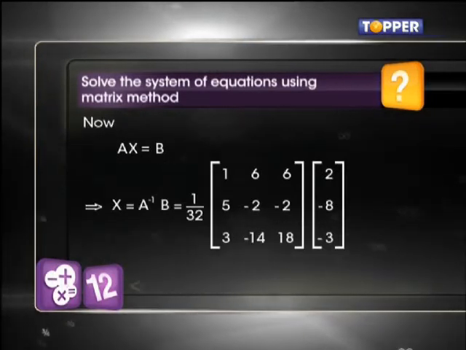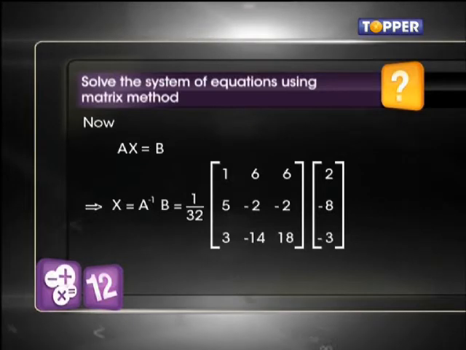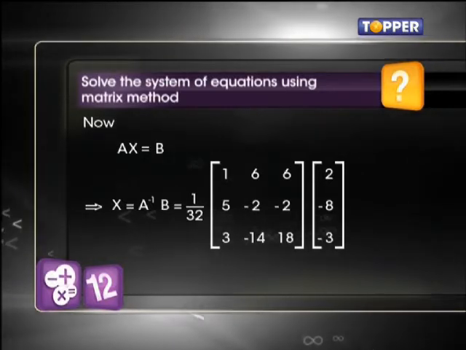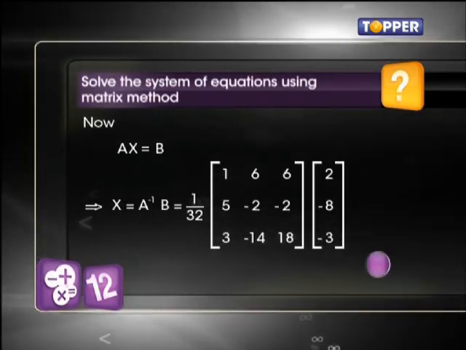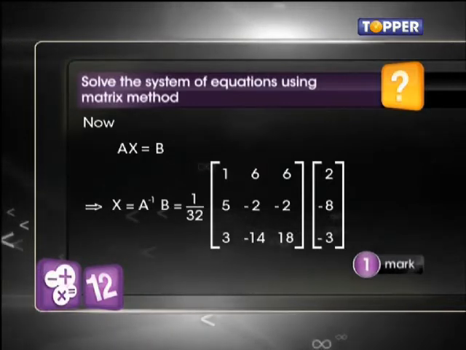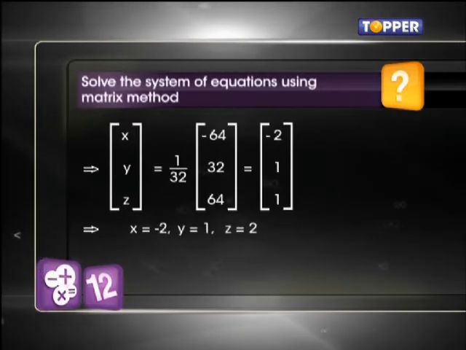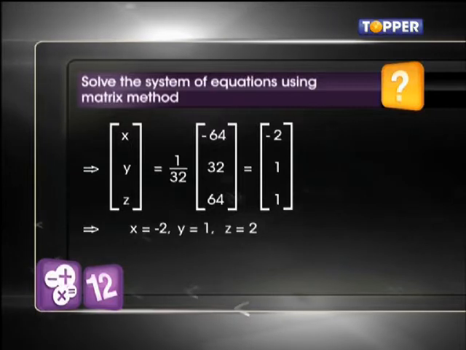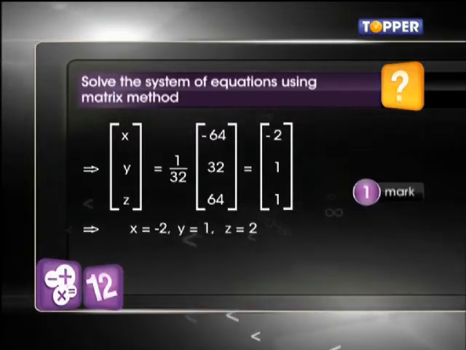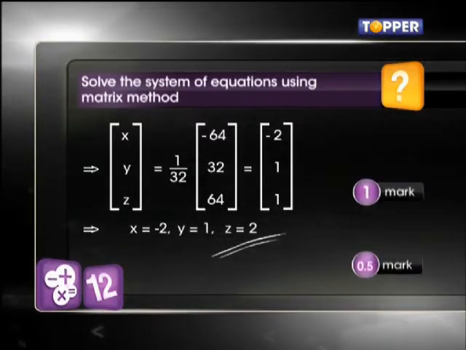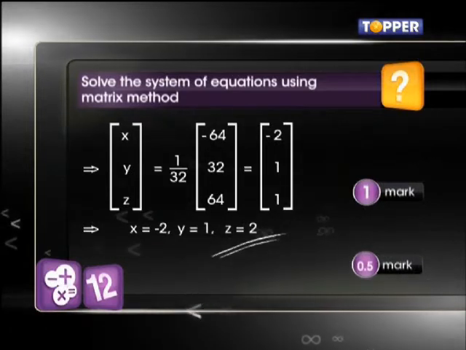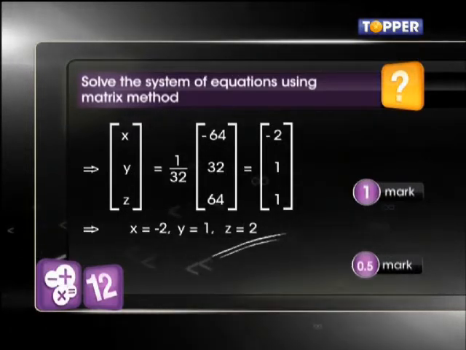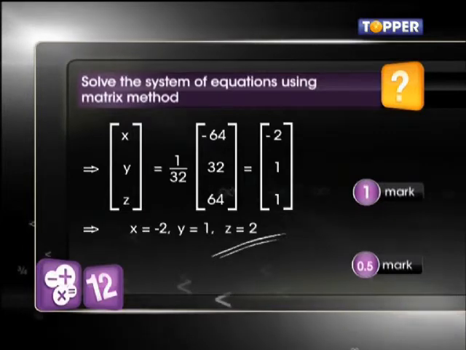Now, substitute the value of the inverse of A in the relation X = A inverse B. So the solution of the system of equations is x = -2, y = 1 and z = 2. And don't forget, before you end, you must write the answer in its usual format.